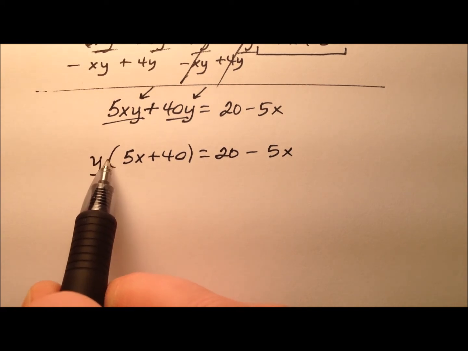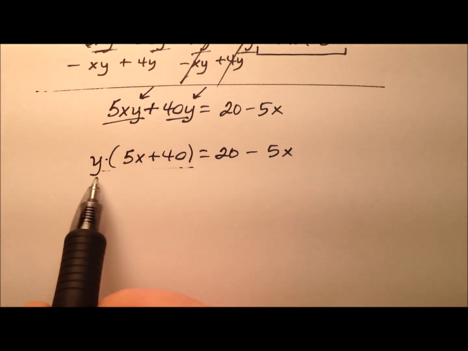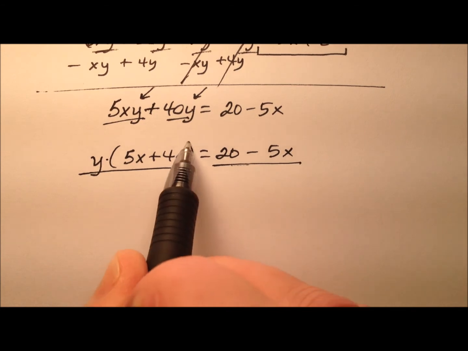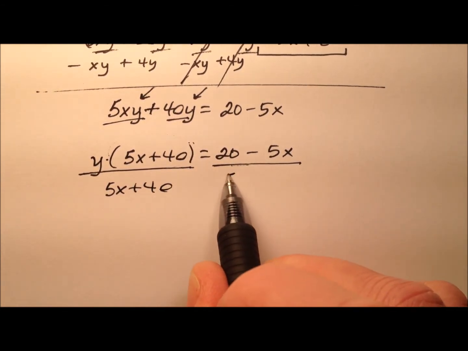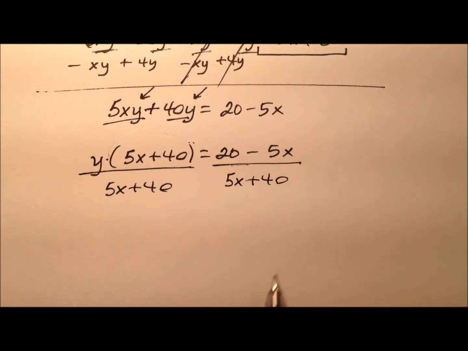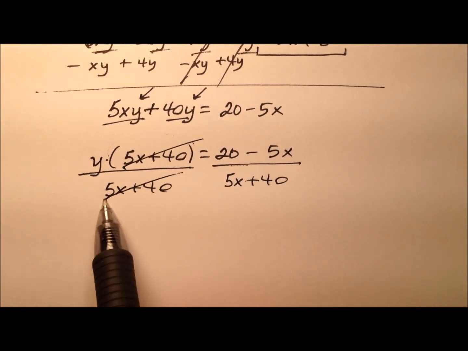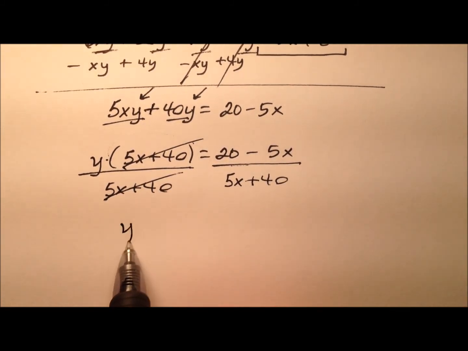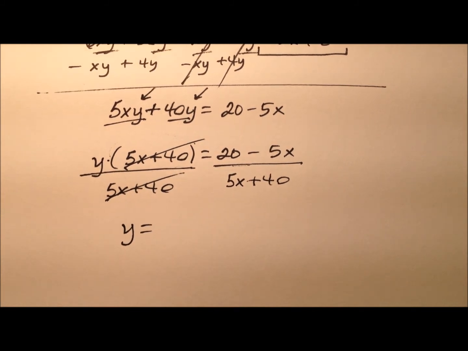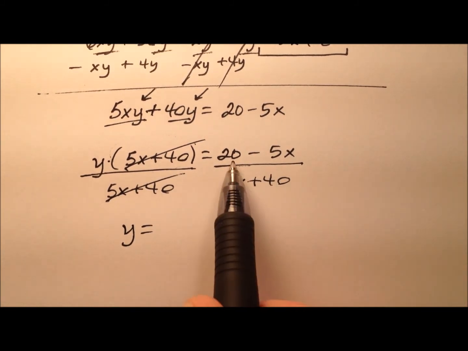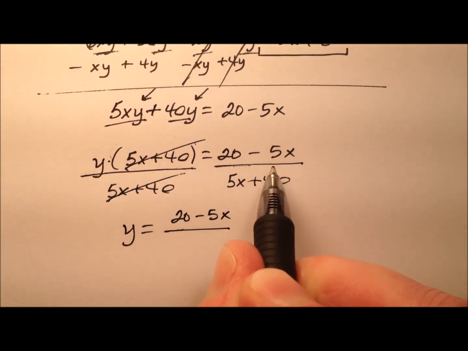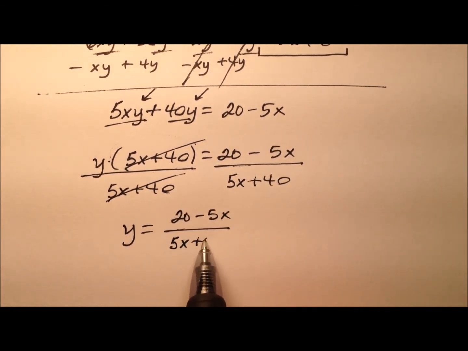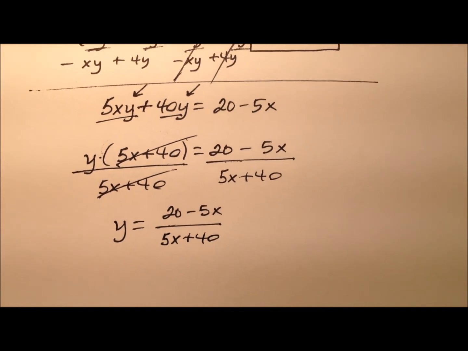So since we have this y being multiplied by this expression, we can go ahead and divide both sides by that 5x plus 40 expression. And when we do that, on the left side, of course, they will cancel, leaving our y isolated all by itself. That's exactly what we like. And on the right side, we'll see 20 minus 5x over this 5x plus 40.